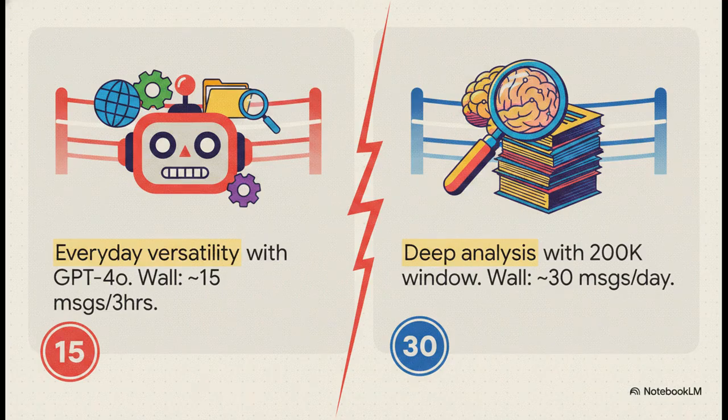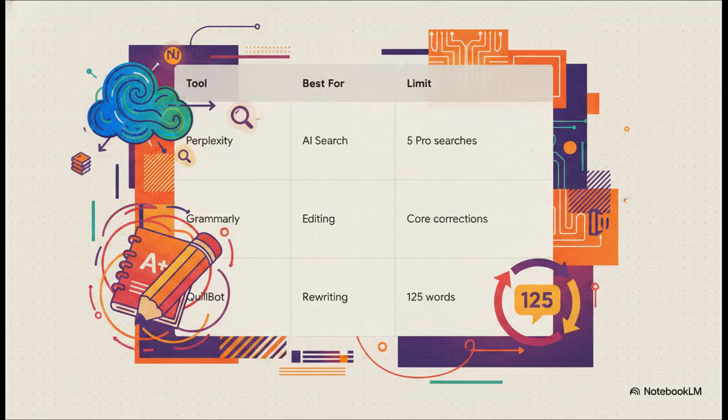And for really specific writing and research needs, you've got to have specialized tools. Perplexity is fantastic for AI search because it gives you real inline citations and you get 5 of their pro searches a day. Grammarly is still the industry standard for core grammar and clarity on its free tier. And if you need to paraphrase, Quillbot offers incredible value. You just need to know exactly where its wall stands, which is right at a 125-word cap per use.